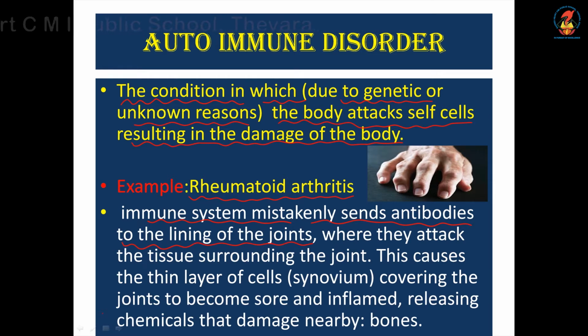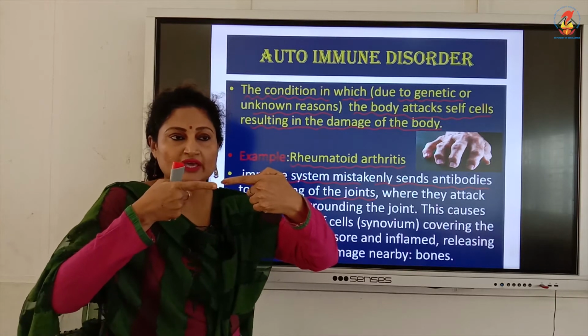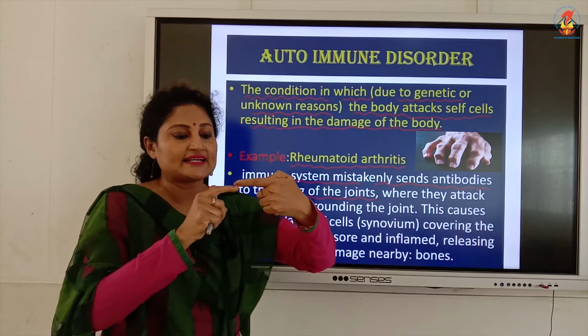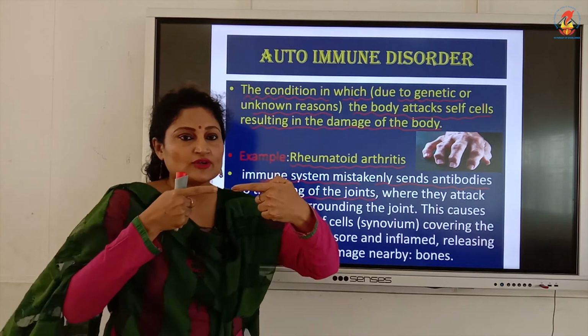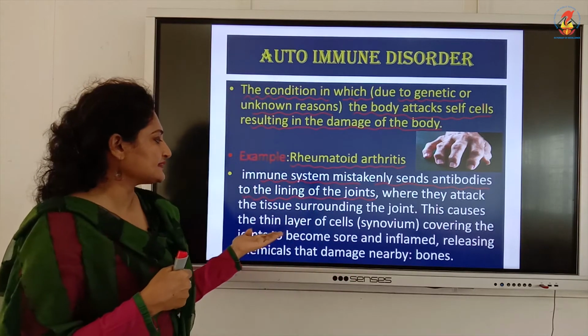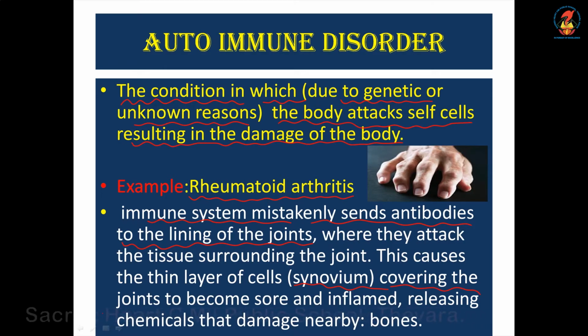We know the articulating bones. A joint is a junction between 2 or 3 bones, and the bones are surrounded by a layer called synovial tissue, and there is a fluid here. Now, what happens is that the immune system sends antibodies, and these antibodies attack the synovium. What is synovium? The membrane surrounding the articulating surface of the bones. This synovium covering the joint becomes sore, inflamed, and releases certain chemicals that cause damage to the nearby bones.